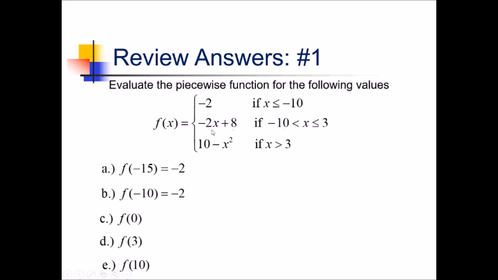f of 0. 0 falls between negative 10 and 3, so that's definitely the second rule we're using. So now we're going to actually plug something in for an x here. We'll have negative 2 times 0 plus 8, which is just going to be 8.